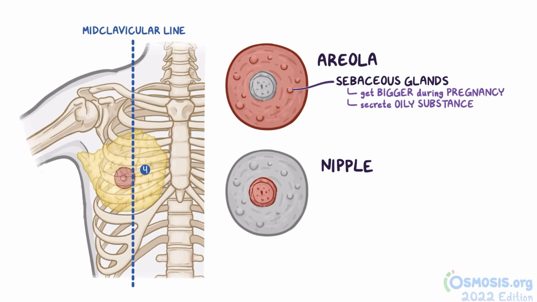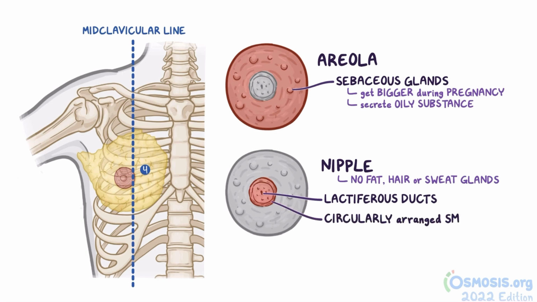The nipples are conical or cylindrical prominences in the center of the areola. Keep in mind that the nipples have no fat, hair, or sweat glands. The lactiferous ducts open into the tips of the nipples. Structurally, the nipples are composed of circularly arranged smooth muscle fibers that compress the lactiferous ducts to help express milk during lactation.